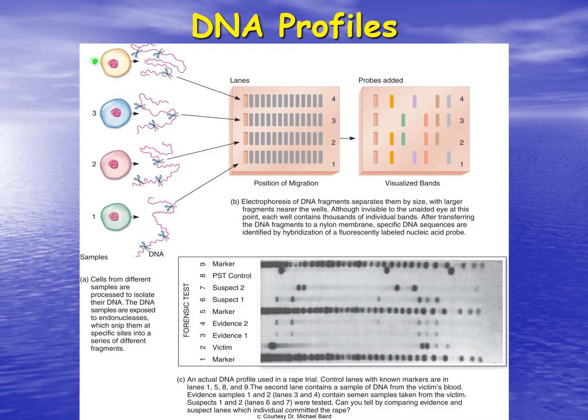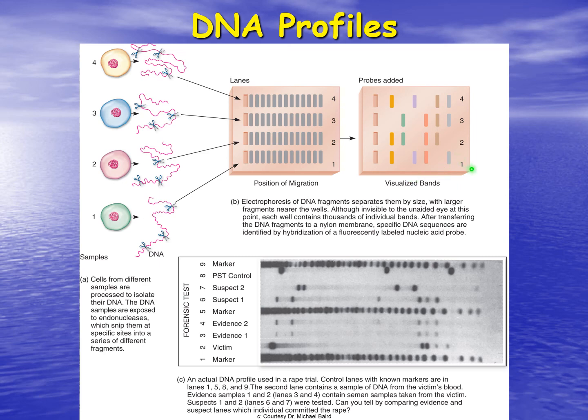So we can take the DNA from various organisms. We can use endonucleases to cut them and then put them through gel electrophoresis. And then we can even add probes to the fragments in order to be able to visualize the bands. We can then compare organisms to organisms.